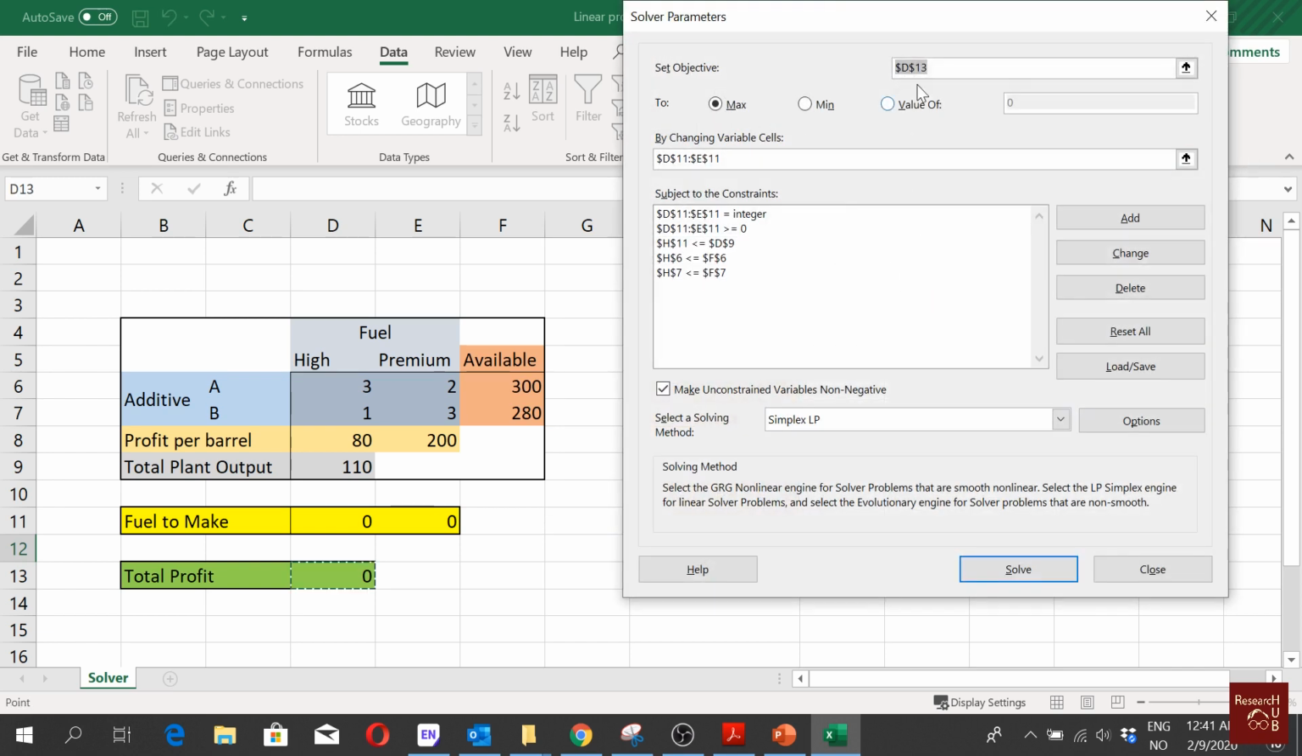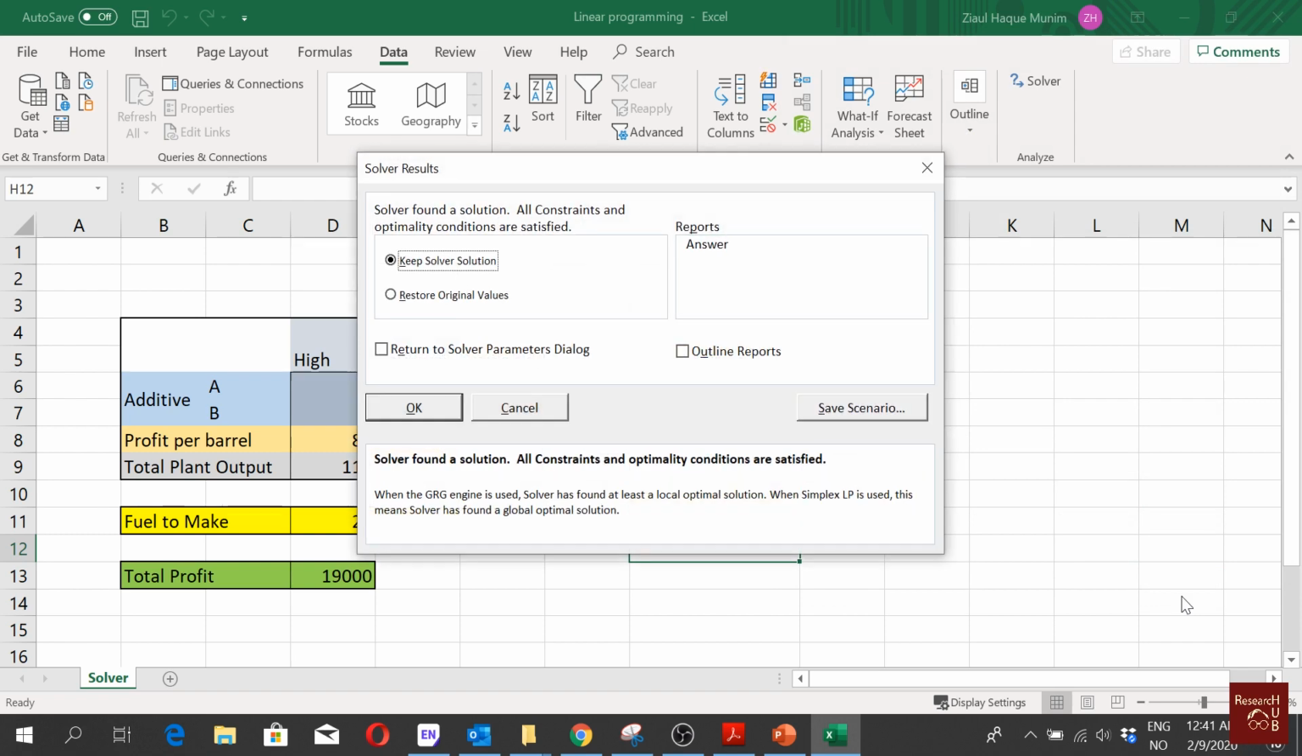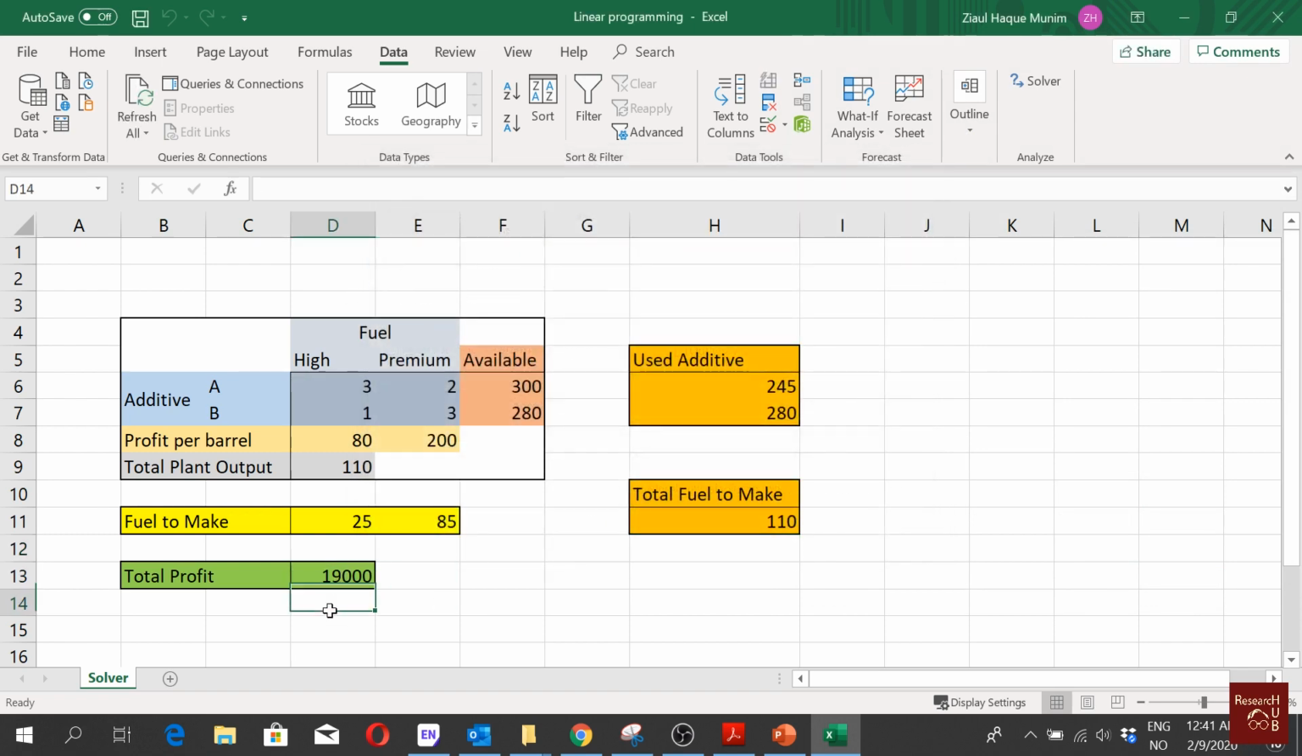And then okay. So this is how our simple optimization settings look like. So we have the constraints, and these are decision variables, and this is my objective function. And here we have a few options, but I will use the Simplex LP, and then I solve, and we get a solution which is 19,000, and this is actually the correct answer. So that's how we can solve this problem.